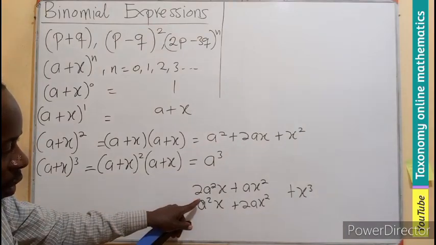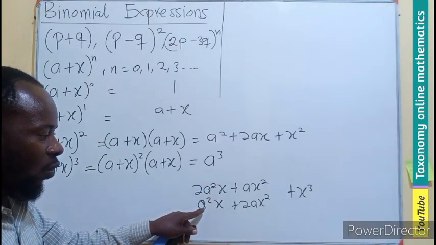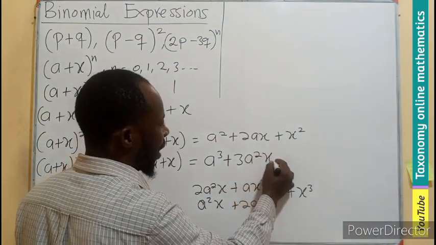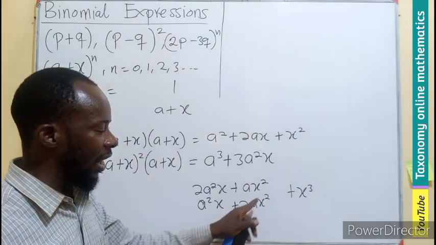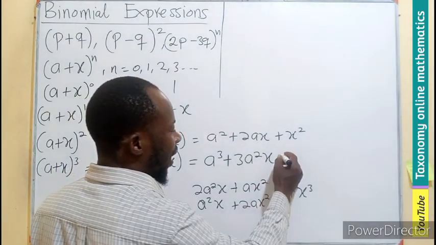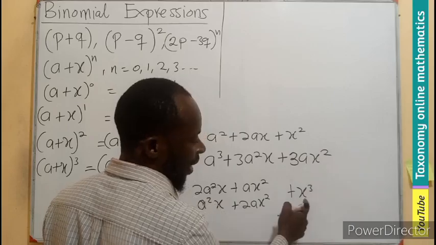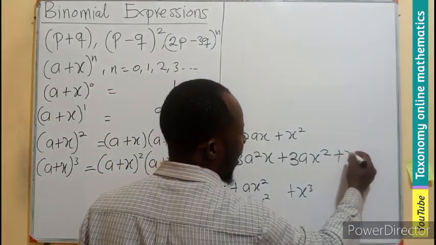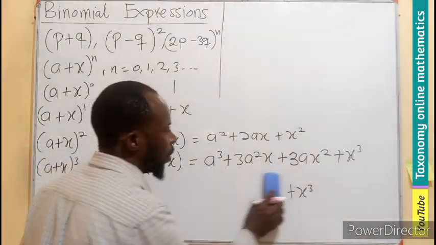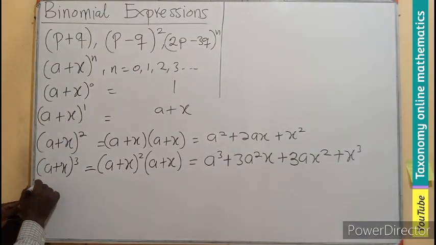I am doing it this way because I am seeing a common factor, a squared x, a squared x. One of them, 2 of them. That gives us 3a squared x, ax squared, ax squared. One of them, 3 of them, 2 of them. That gives us 3ax squared. Then finally we have our x to the power 3. If you take your time and multiply all of them, you arrive at this. All right. Then let's take another step.